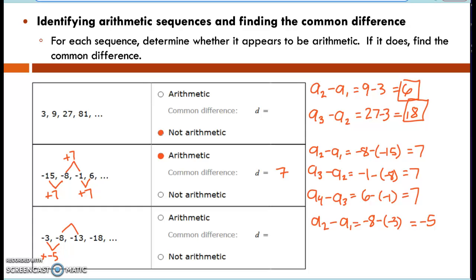How do I get from negative 8 to negative 13? I add a negative 5, and then also from negative 13 to negative 18, I add a negative 5. So this is also an arithmetic sequence. The common difference here is a negative 5. So that is identifying arithmetic sequences and finding the common difference.